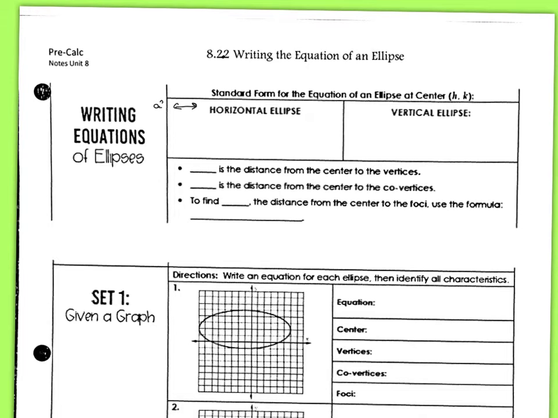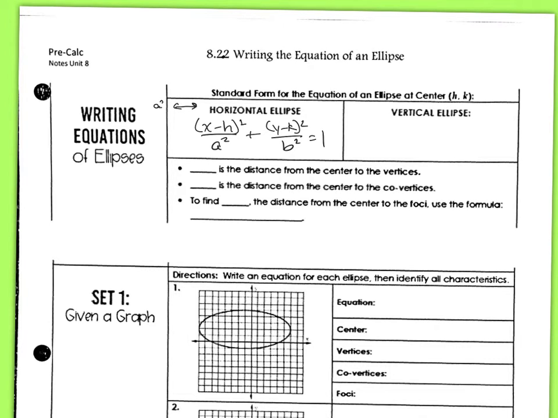Well, a is the larger one, so it doesn't have to be first. So we're going to have x minus h quantity squared. A squared would fall underneath this one because it runs left and right. Y minus k quantity squared, this would be b squared, which is your minor axis. And of course, the whole thing equals 1.